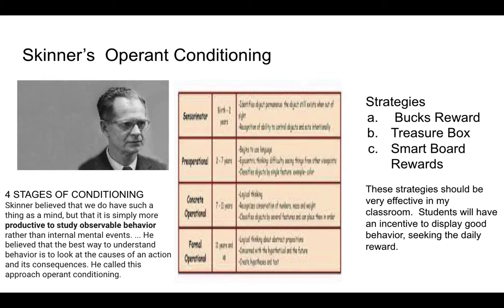Skinner believed that we don't have such a thing. We have such a thing as a mind, but that it is simply more productive to study observational behavior rather than internal mental events. He believed that the best way to understand behavior is to look at the cause of the action and its consequences. He called this approach operant conditioning. I just try to give you a good definition of what that is. And then he uses the stages as well.